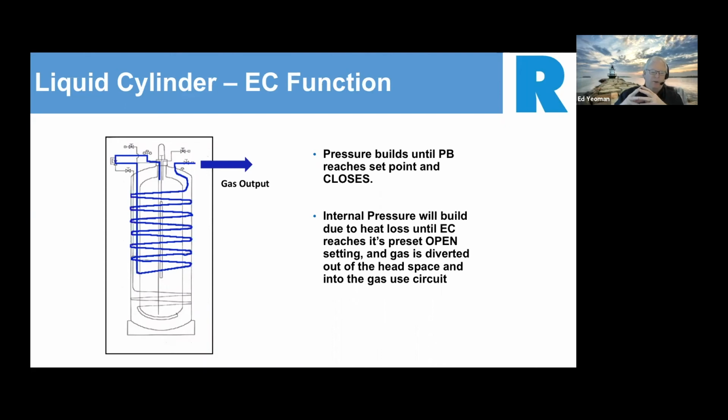This economizer function could either be built into the regulator as a combination unit, or it could be a separate regulator function depending on the age of the cylinder and the plumbing scheme of it. And this economizer, at its preset value, will actually open, and it will deliver gas back into the gas use circuit. The whole idea of that is to try to regulate the pressure building of the cylinder between the pressure builder set pressure and the economizer setting. So like a DOT 4L200, we'll want to regulate between 125 and 140. 292 will want to regulate between 300 and 325.